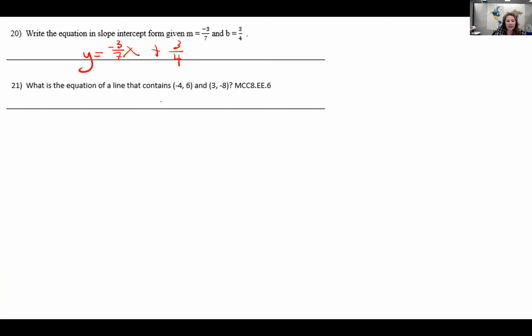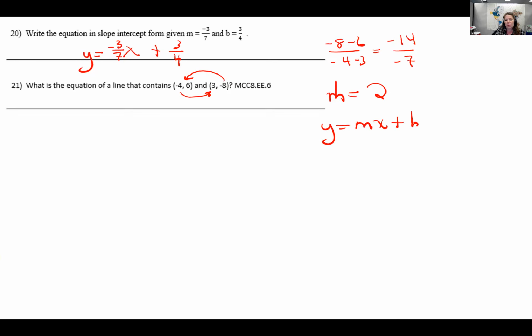Write the equation of the line that contains these 2 points. So the change in y, so that's -8 minus 6 over the change in x, -4 minus 3. So this is -14 over -7, and -14 divided by -7 is +2. So then we're going to use one of our two points in mx plus b, so it doesn't matter which one we want to use.